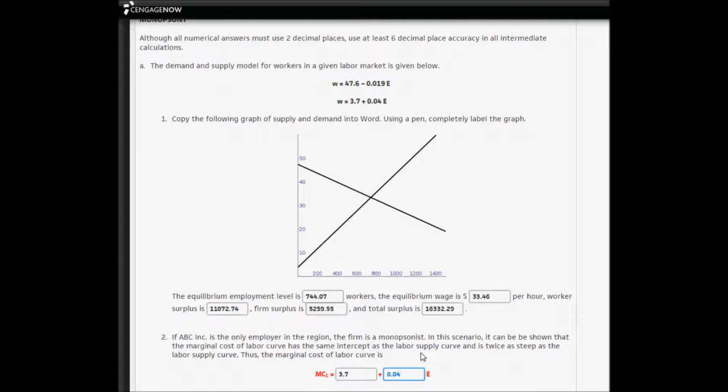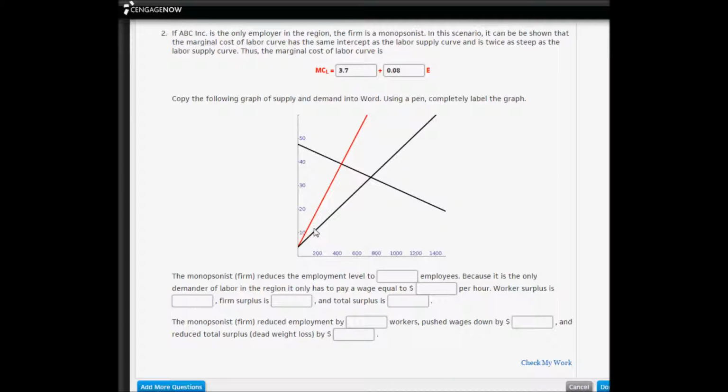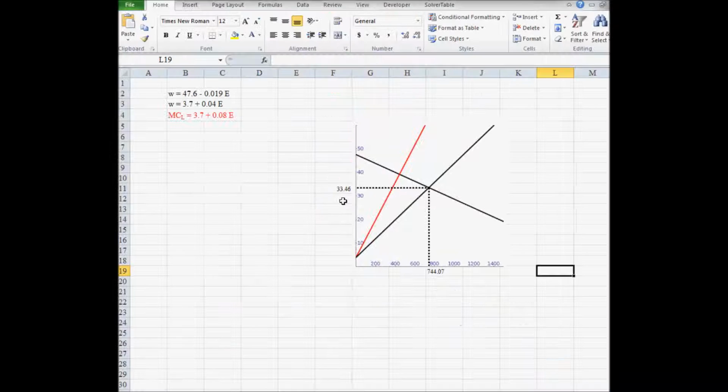So we got to make that 0.04, 0.08. So this is the labor supply curve, and this is the twice as steep marginal cost of labor curve. The firm maximizes profits when it sets the marginal cost of labor equal to its demand curve. So this point right here determines the quantity of labor hired by the monopsonist. This diagram here with this intersection is the competitive equilibrium. Again, the monopsonist will set marginal cost equal to the labor demand equation to determine the monopsonist level of employment.